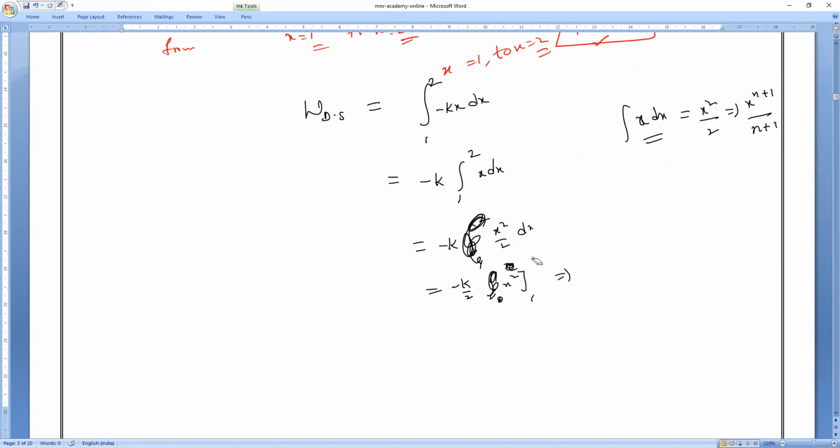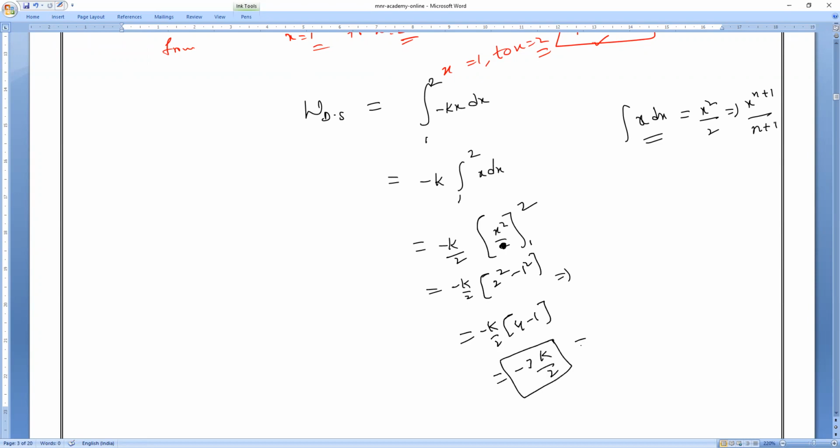So here already it is over. Integration of that, the limits are on the x square by 2 itself. What is the limit? 1 to 2. So what will happen? 2 square minus 1 square, which is equal to 4 minus 1, which is equal to minus 3k by 2. Am I right or wrong?